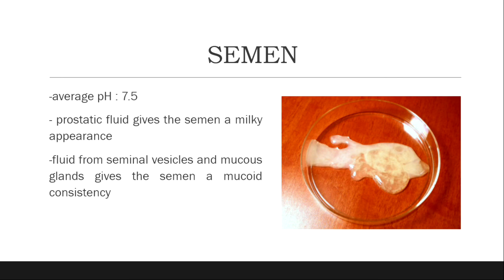So, pH niya usually 7.5. The prostatic fluid gives the semen a milky appearance. Diba sinabi ko kanina? Siya yung prostate yung nagpo-produce ng parang thin milky appearance ng semen. And then, the fluid from the seminal vesicles and mucus glands give the semen a mucoid consistency. So, yung consistency kasi ng semen natin is mucoid, okay, or malapot siya.